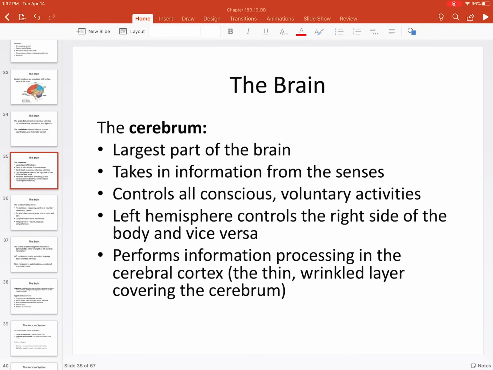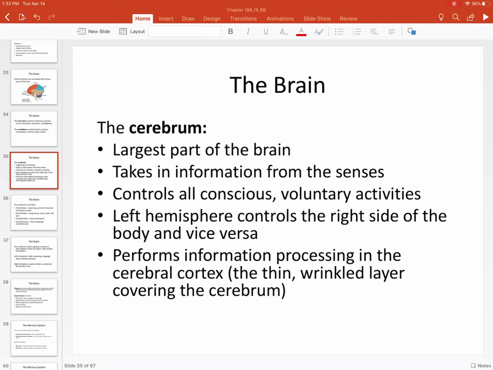The cerebrum is the rest, the big part that's like a helmet on top, the largest part of your brain. It receives all the information from your senses, controls all of your conscious and voluntary activities, so the things you have to think about doing, like picking your arm up. Your arm doesn't just randomly pick up. Your brain has to tell it to pick up. But there are some things that your body does that are involuntary. If you have a random twitch, you didn't tell your body to twitch. It twitched all on its own for another reason, not based on your thought process.